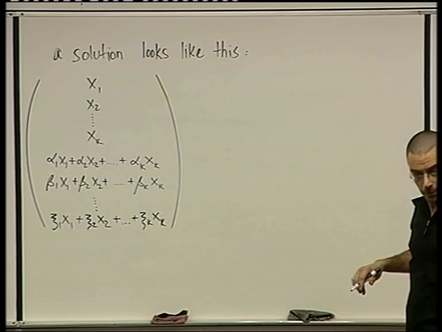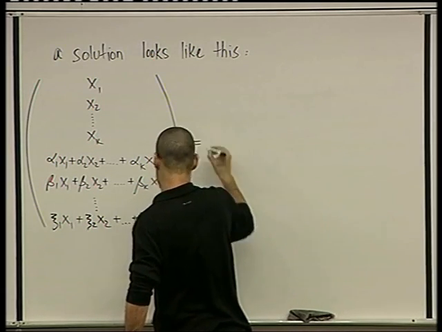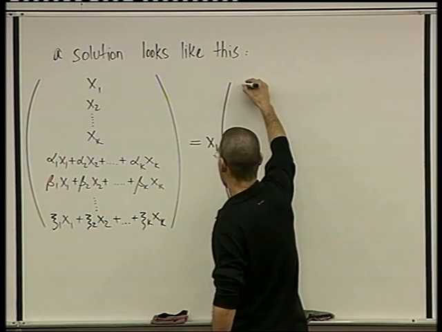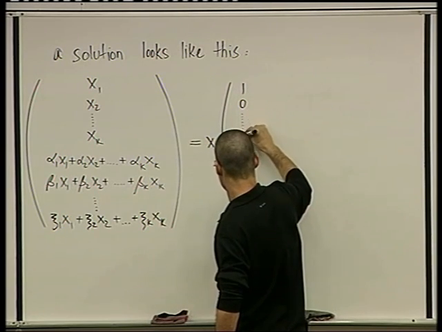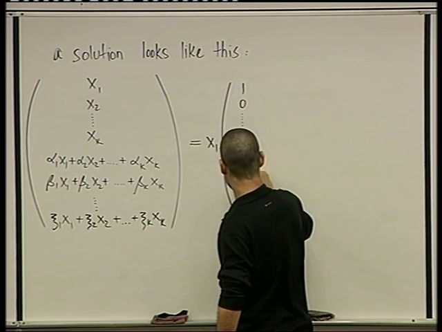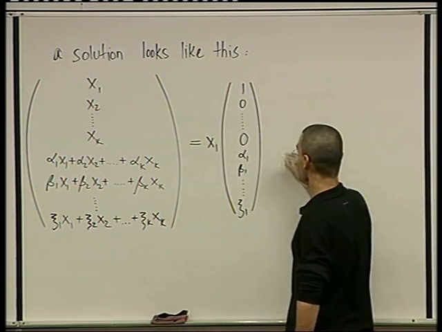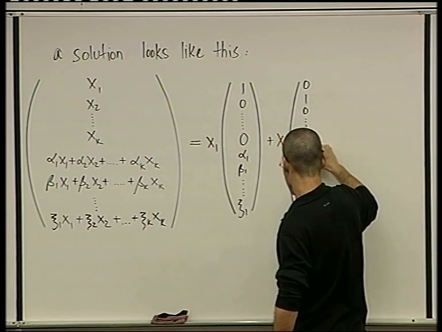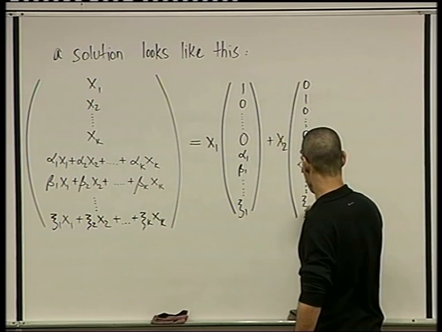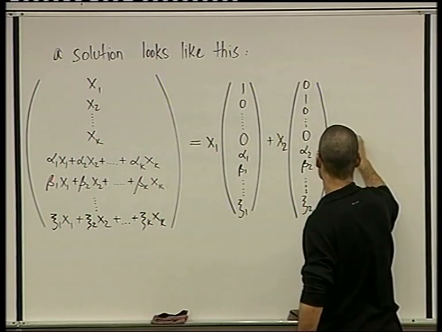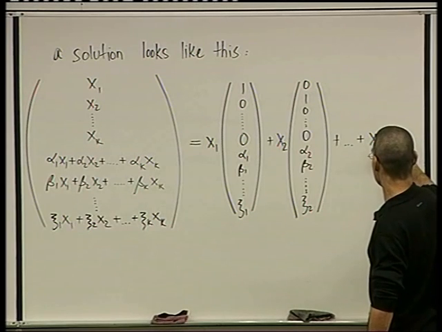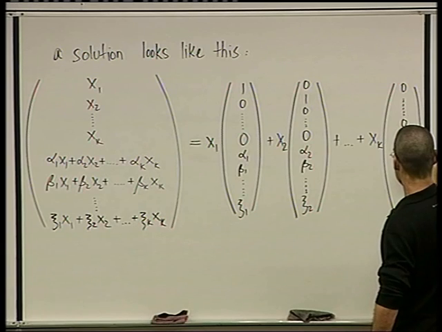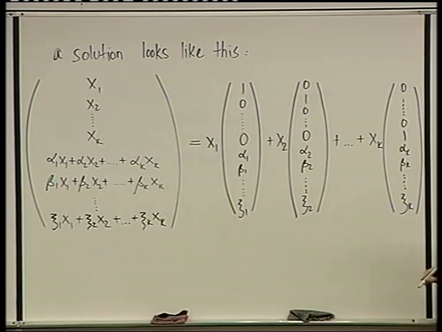So do you agree that this is a general solution? Okay. Do you agree that we can rewrite it as x1 times 1, 0, dot dot dot, 0, and then alpha 1, beta 1, dot dot dot, c1, plus x2 times 0, 1, 0, dot dot dot, 0, and then alpha 2, beta 2, dot dot dot, c2, plus dot dot dot, plus xk times 0, dot dot dot, 0, 1, and then alpha k, beta k, dot dot dot, ck. Do you agree?